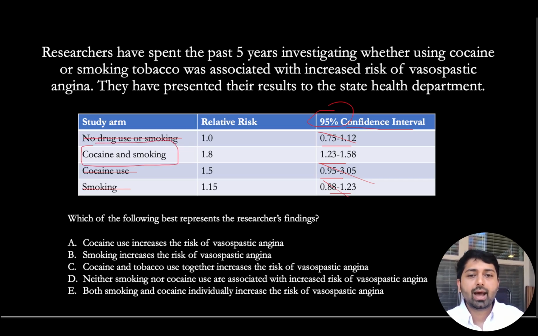Once we do that little thing that takes only a few seconds, we've already ruled out multiple answer choices. Something that just talks about cocaine use, we already scratched that out. Something that just talks about smoking, we already scratched that out. And you can go through this and look at them. But the big idea is that if 1 is included in the confidence interval, it's invalid.